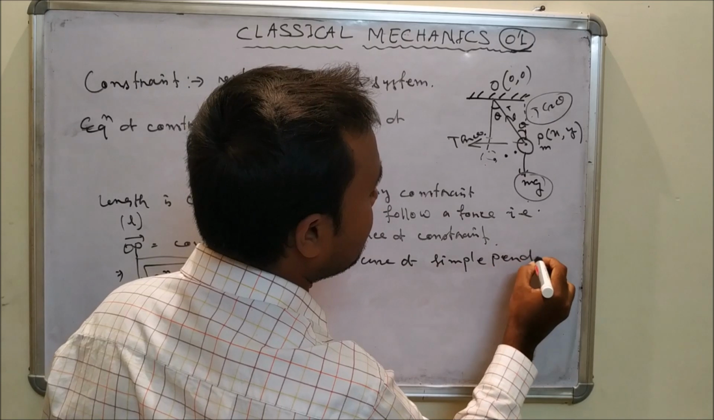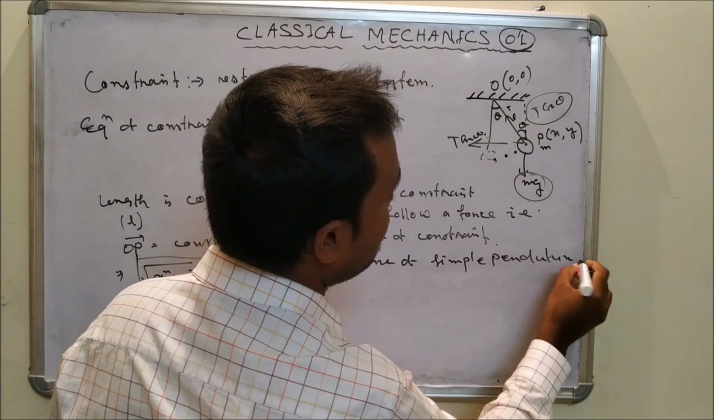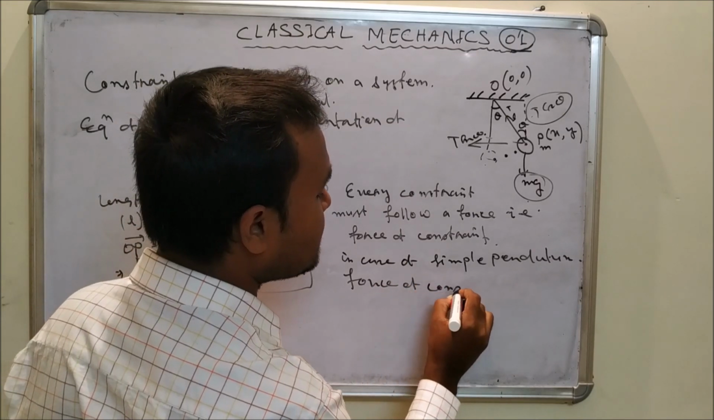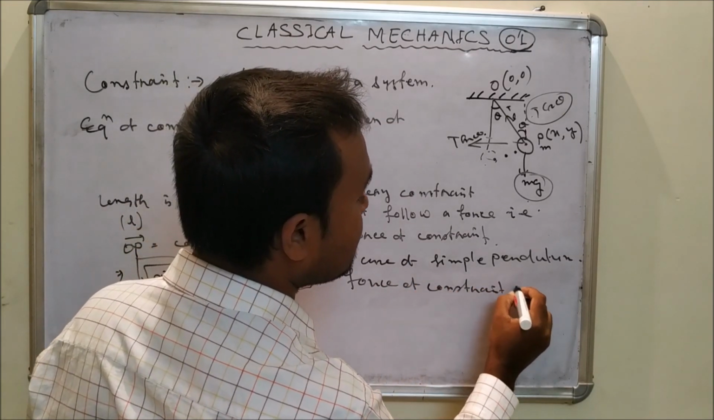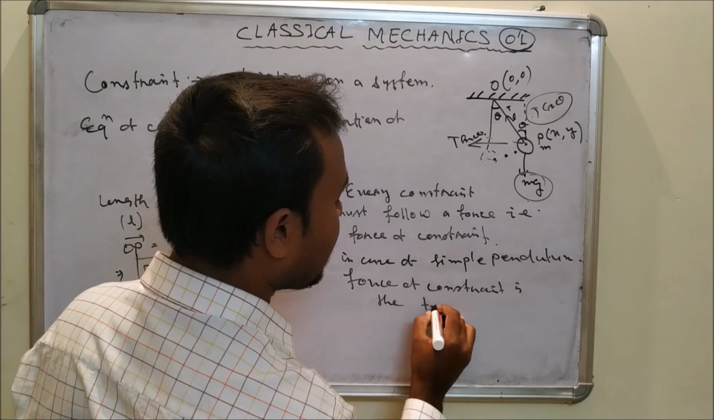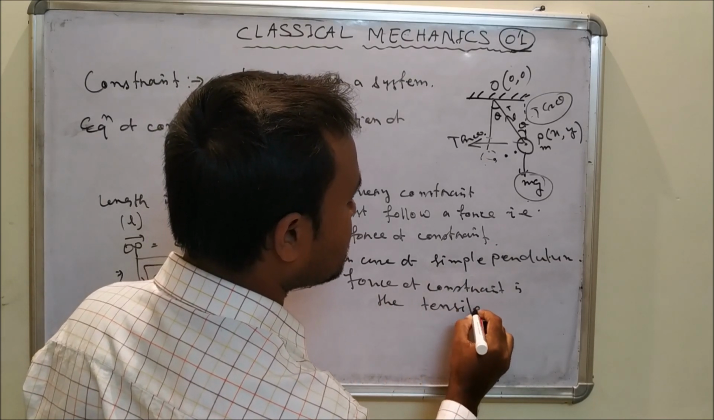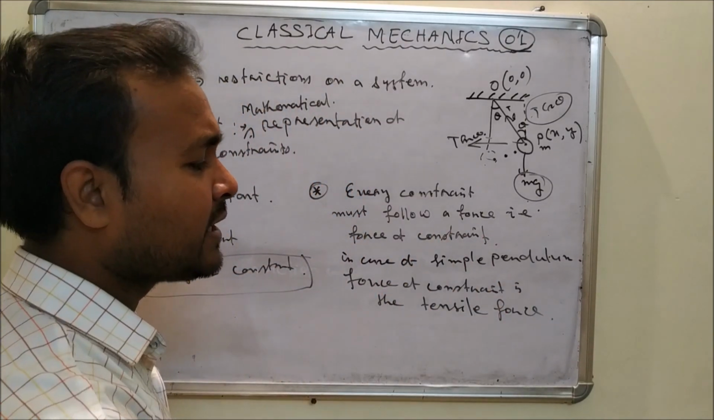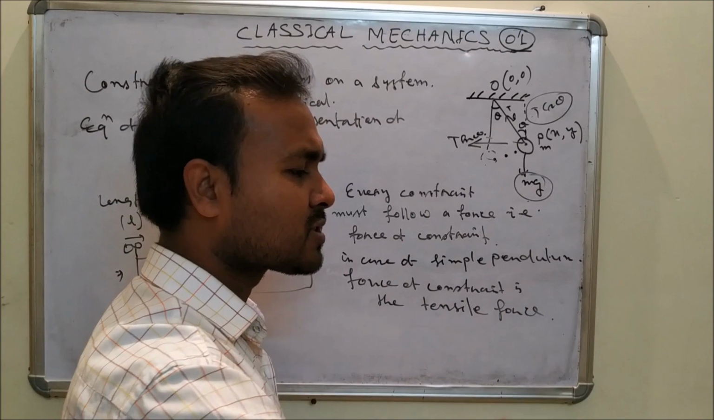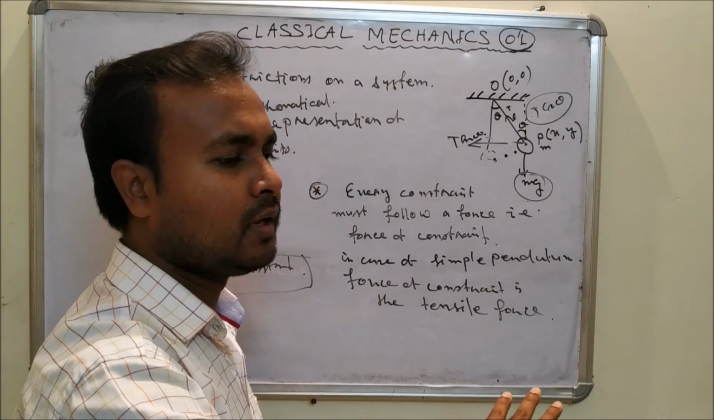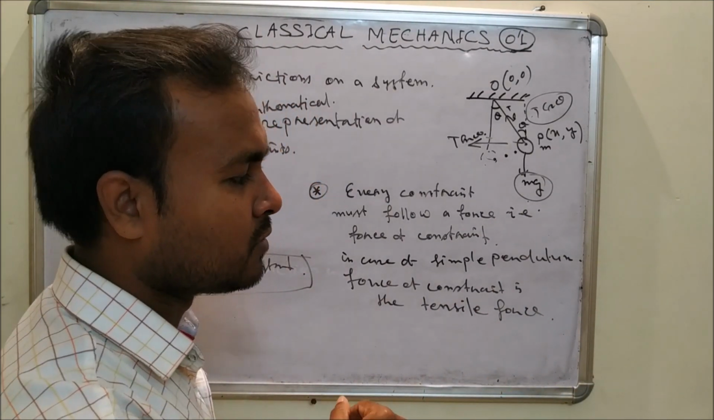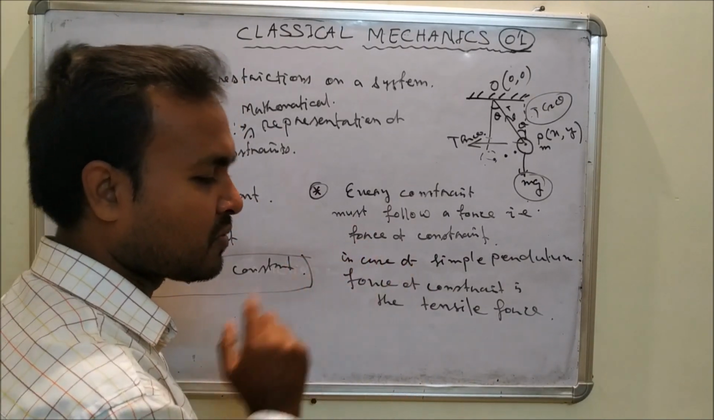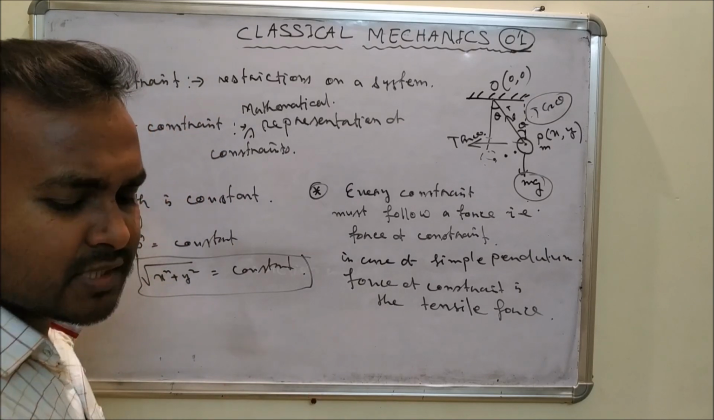So what I say, in case of the simple pendulum, the force of constraint is the tensile force, right? Here it is acting, it is the tensile force. In some other condition, a different kind of force will be there. So those forces are called the force of constraint. You got the idea? These are the preliminary things.